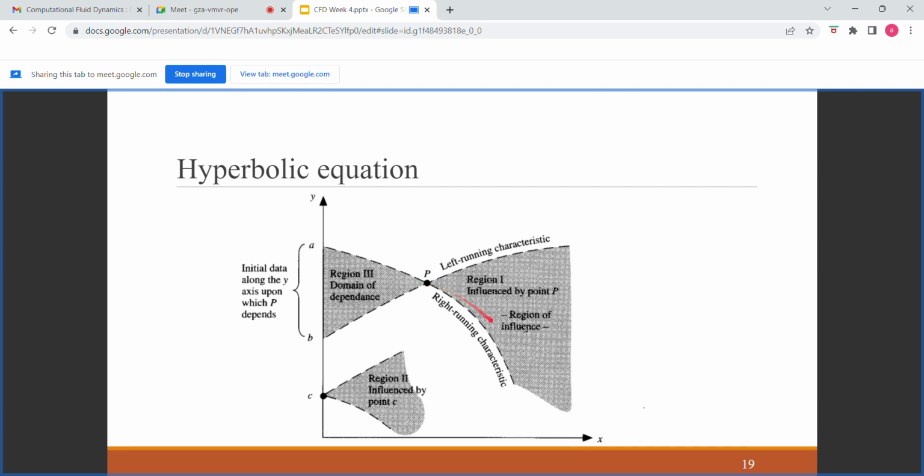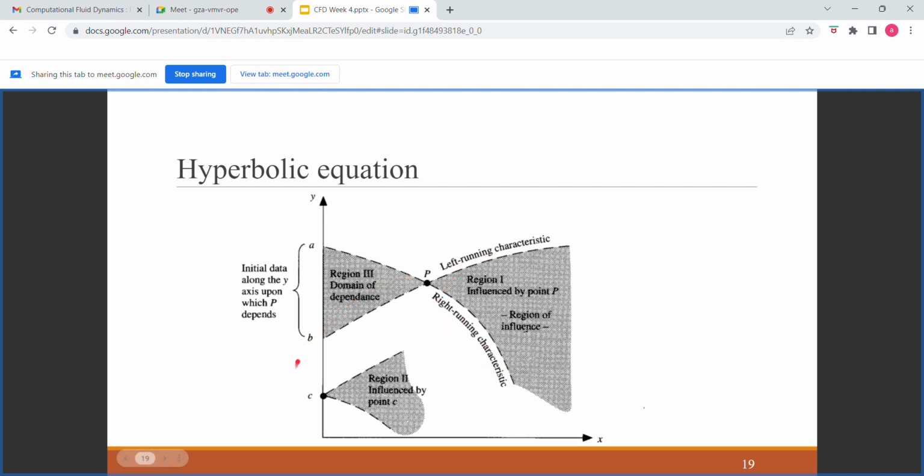When we get the characteristic curves and extend them to the boundary on both the left and right, we will get a few data points, that is A and B. So initial data along the y-axis upon which P depends. So basically, this is the region of dependence. And this is the region influenced by point P. This is the characteristic curve, that is P in this direction, and this one. This is the right running characteristic and the left running characteristic.